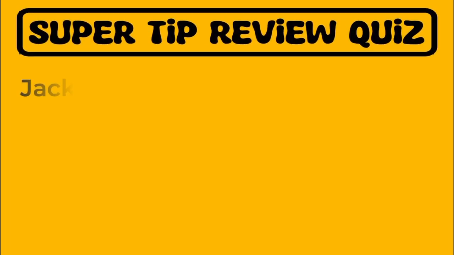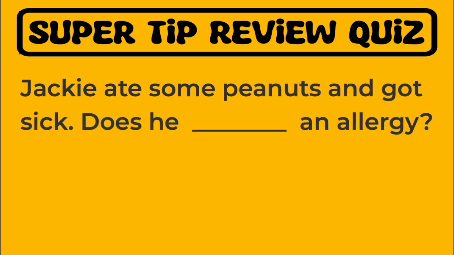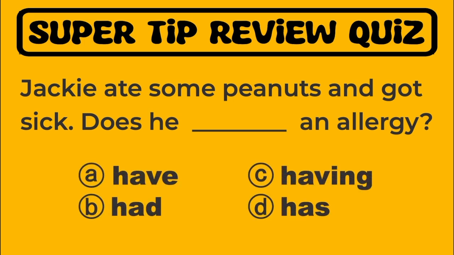Let's get an example of the quiz. How about this question? Jackie ate some peanuts and got sick. Does he have an allergy? Okay, so we know that we're going to have some answers here, right? We're always going to have A, B, C, D. Sometimes we say Alpha Bravo for A, B, and for C, D, we sometimes call them Charlie Delta. Okay, we have to pick the right answer.